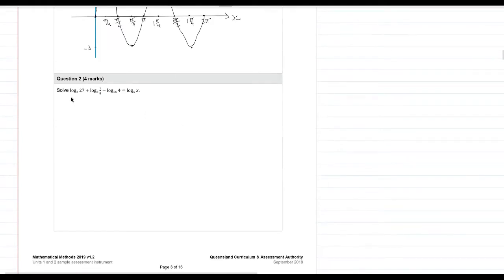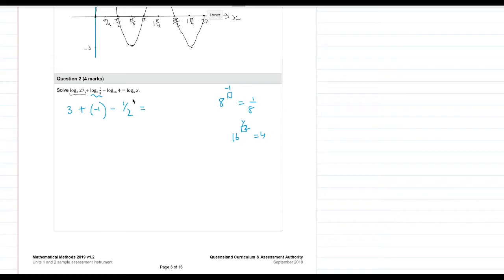Question 2. Solve log base 3 of 27 plus log base 8 of 1/8 minus log base 16 of 4 equals log base 4 of x. Alright, well, we know that this really means 3 to the power of something equals 27. So 3 cubed equals 27. So we can write this as 3, plus this really means 8 to the power of something gives us 1 on 8, so it's going to be -1, minus, that means 16 to the power of something equals 4, and that's going to be half. So square root of 16.